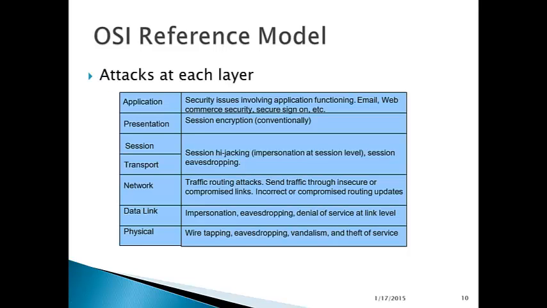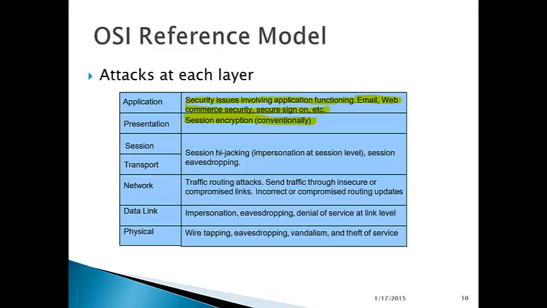Now, attacks at each layer. At the application layer, attackers go after security issues involving the application functionality. Things like email, forged addresses, playing games with mail servers, web commerce security, attacks on web services, secure sign-on, etc. occur at the application layer. The session layer has session encryption. Attacks at the session layer can imply modifications to the various packaging formats.